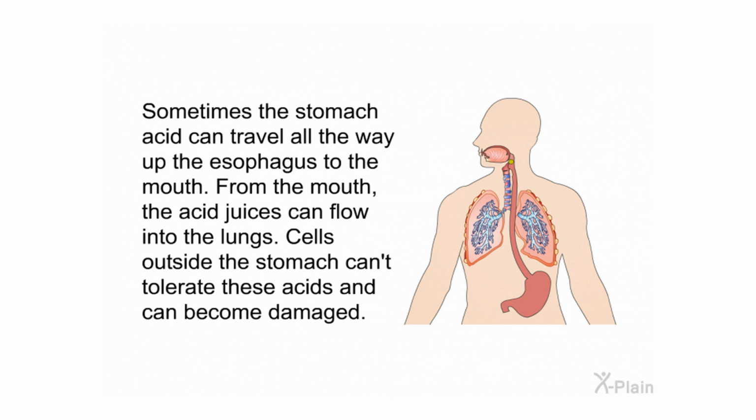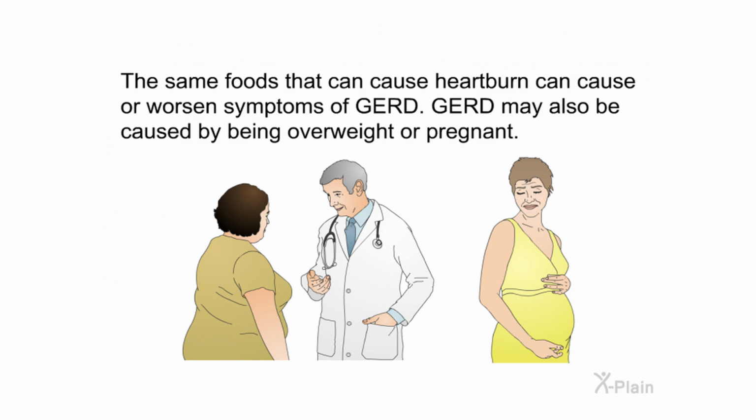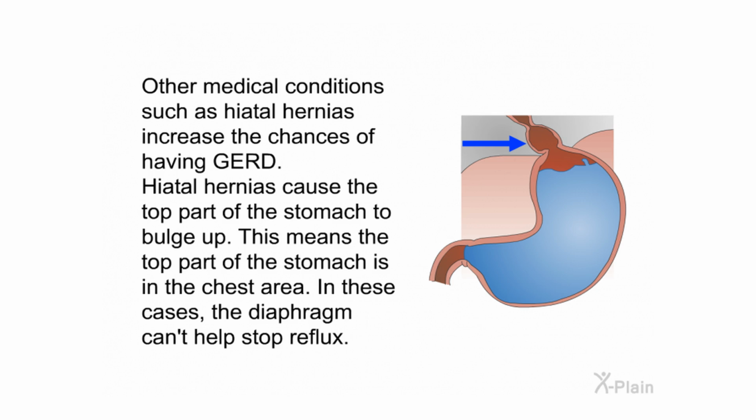Sometimes the stomach acid can travel all the way up the esophagus to the mouth. From the mouth, the acid juices can flow into the lungs. Cells outside the stomach can't tolerate these acids and can become damaged. The same foods that can cause heartburn can cause or worsen symptoms of GERD. GERD may also be caused by being overweight or pregnant. Other medical conditions, such as hiatal hernias, increase the chances of having GERD.